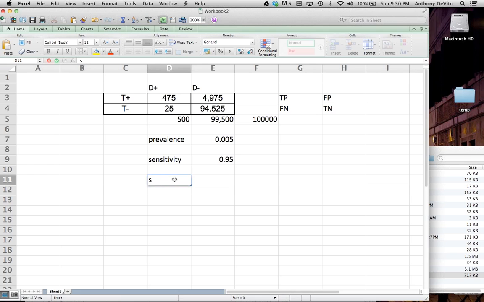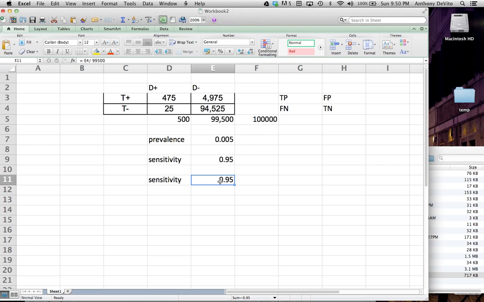The specificity is the same idea, except the specificity is how well we can identify people that don't have the disease. 99,500 people don't have the disease. In this case, how many people did it correctly identify as not having the disease? 94,525 out of that 99,500. The specificity of the test is 95% accurate also.